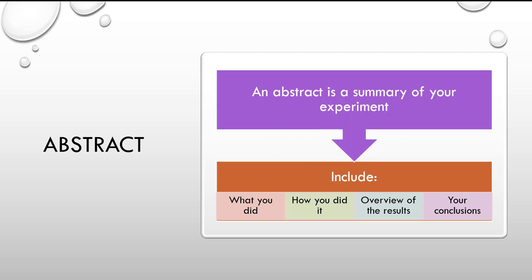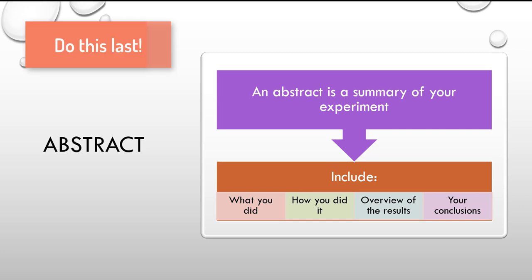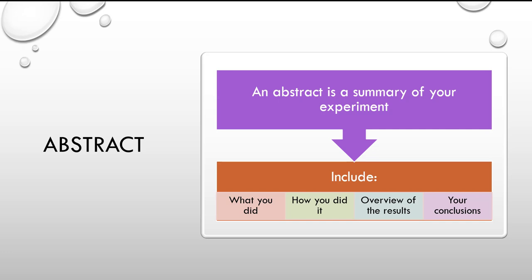Next, you have to have your abstract. And just like with the first lab report, I highly suggest that you complete this after you've done the other sections, because again, it's kind of like a summary of your lab report. So you're summarizing everything that you included in your lab report: what you did, how you did it, an overview of the results, and your conclusion.